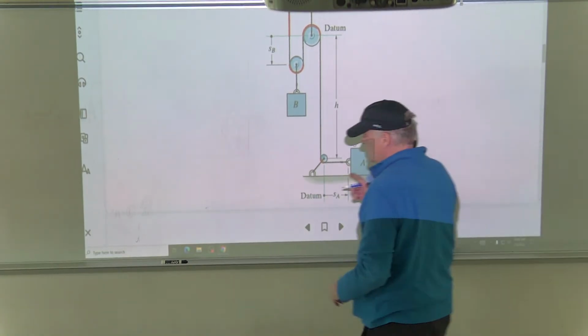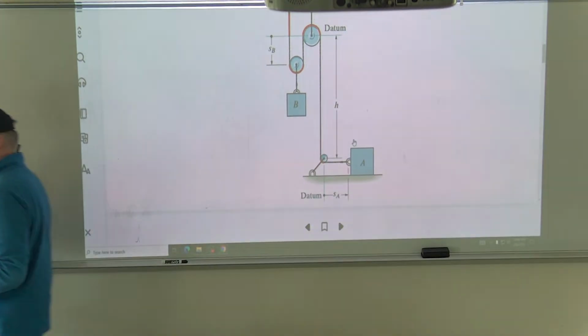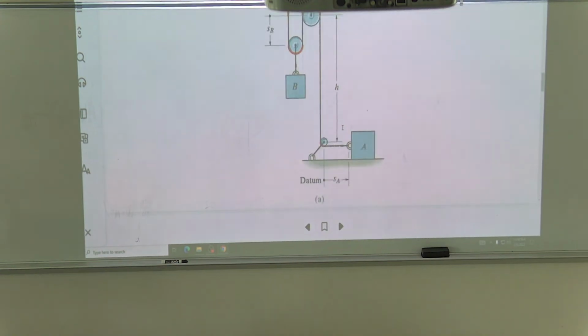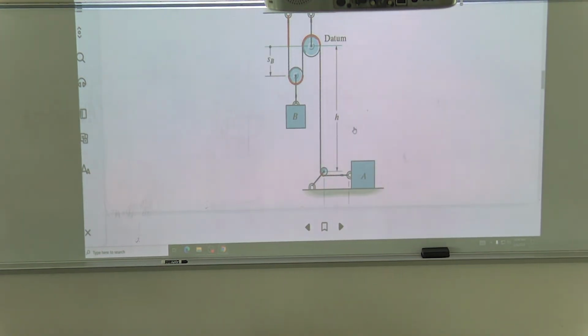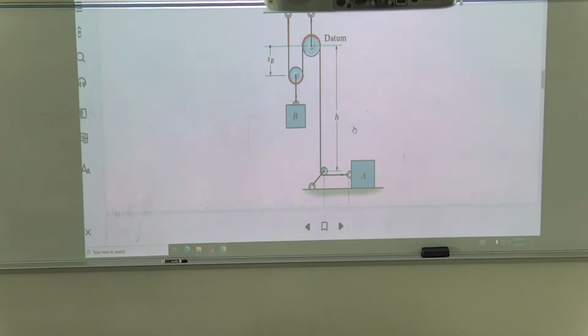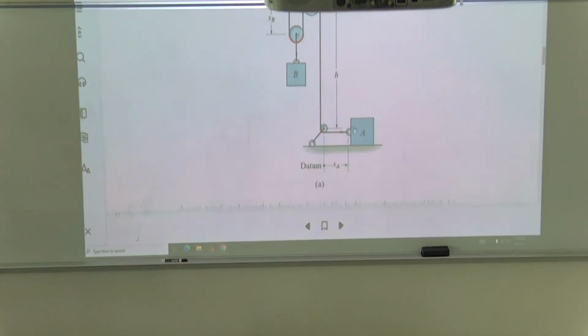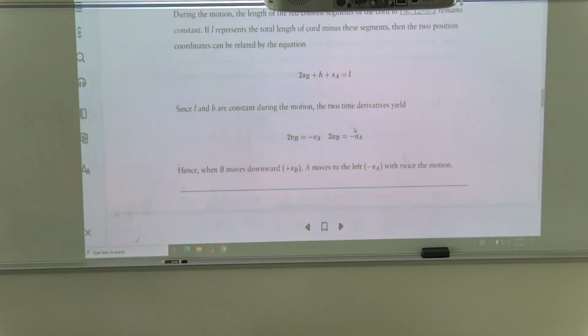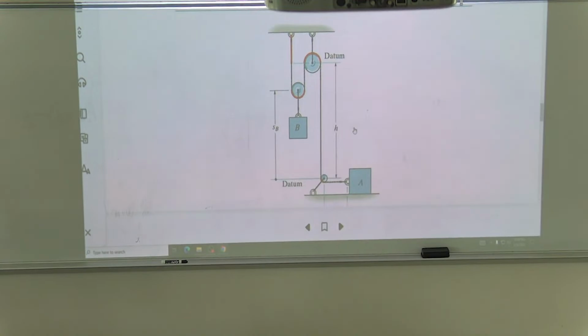So he's got another picture of the same thing. Now watch what he's doing here. Okay, let's see if I can scroll down. Okay. Wait a minute. It's the same picture. Okay. Here's the other one.